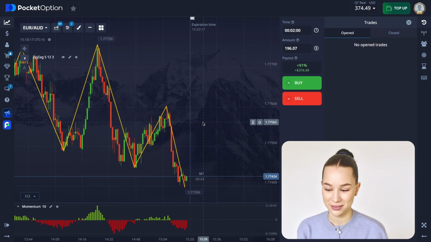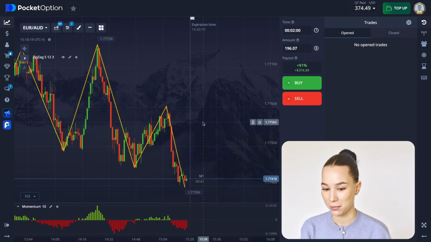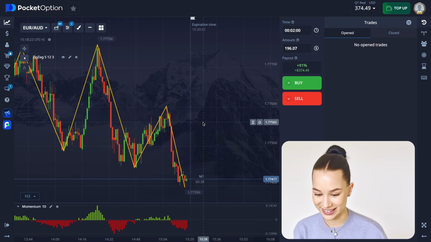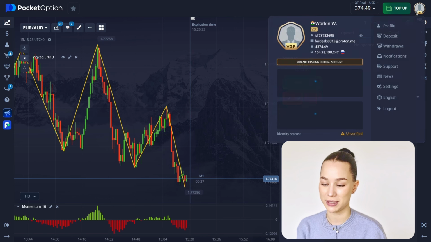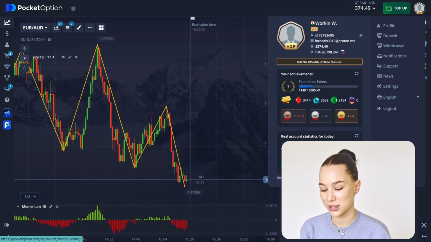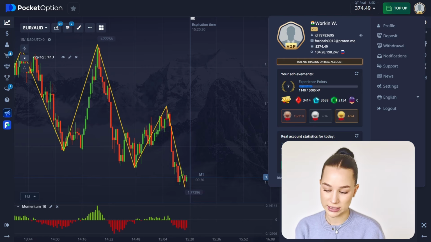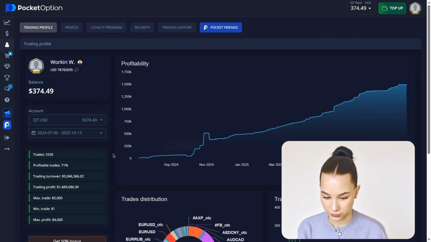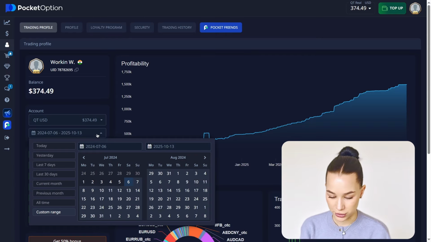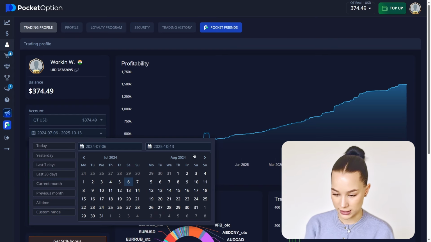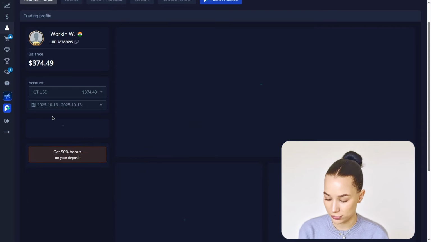It was not easy, really. But it was 7 trading sessions, so that's why. But at the same time, it was a short one, 10 minutes each, and we still made a pretty good result. So now we're also gonna check the real account overall statistic for today. We're gonna go to the calendar and we see the result here.